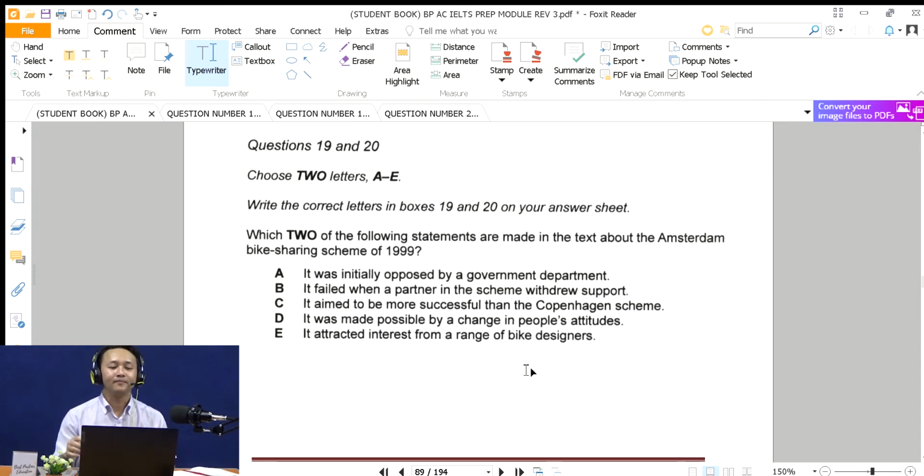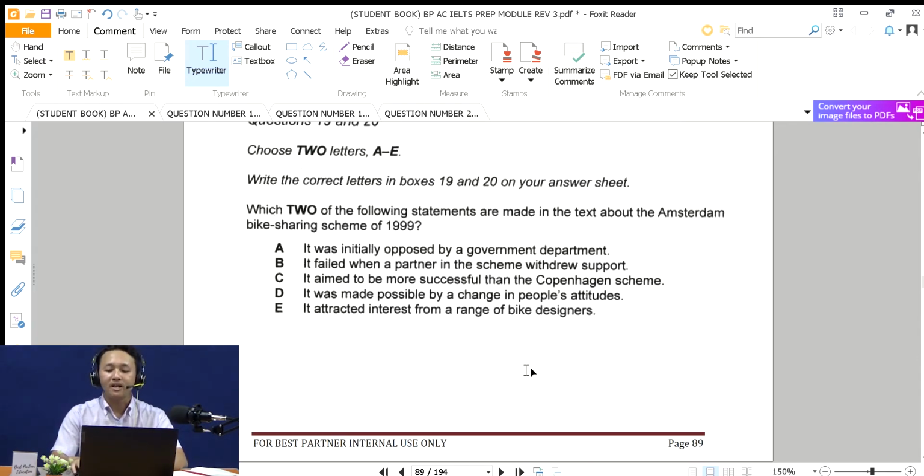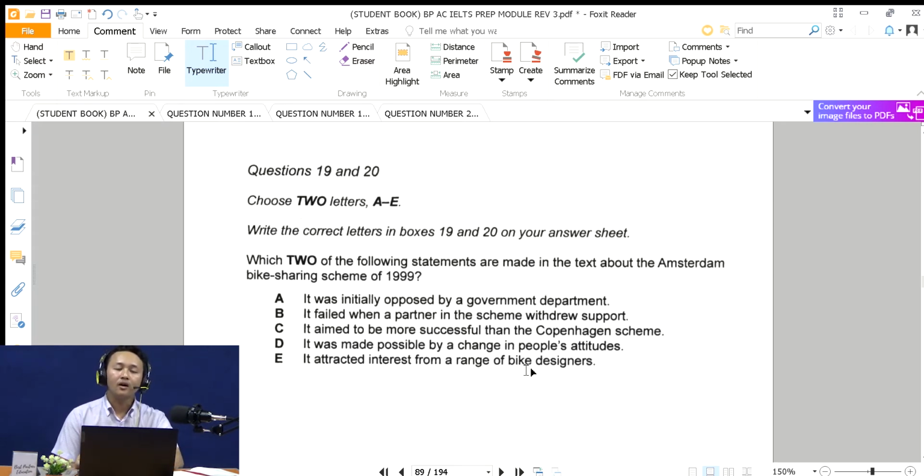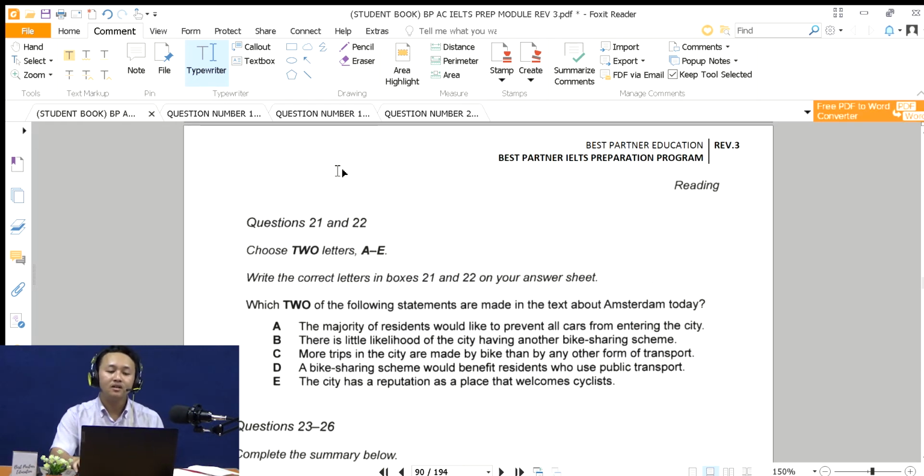Okay. Now, if you have the book, you might want to open page 89. In here, we'll be looking at one of the, I would say, confusing question items, because the first time I did the IELTS, I was pretty much confused about how to do them. We will be discussing questions 19 to 22.